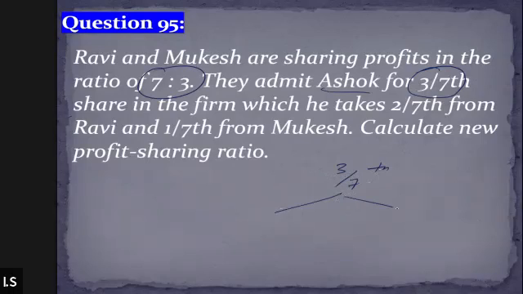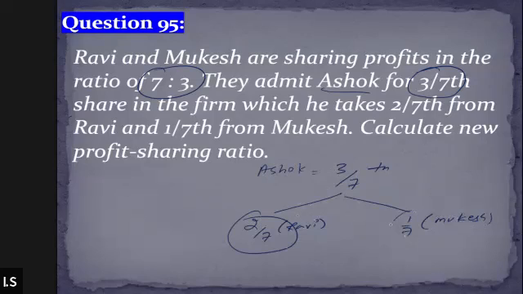It says that Ashok will be acquiring 2/7 share from Ravi and 1/7 share from Mukesh. So when you total 1/7 and 2/7, you will definitely get 3/7, right? So Ashok's total share is going to be 3/7, which Ashok is going to acquire from Ravi as well as from Mukesh. All right. Is it clear? The question is clear, both of you. Yes, sir.